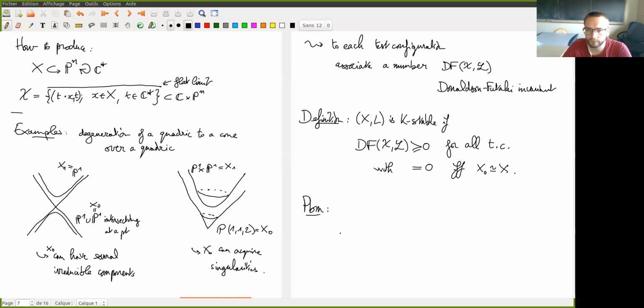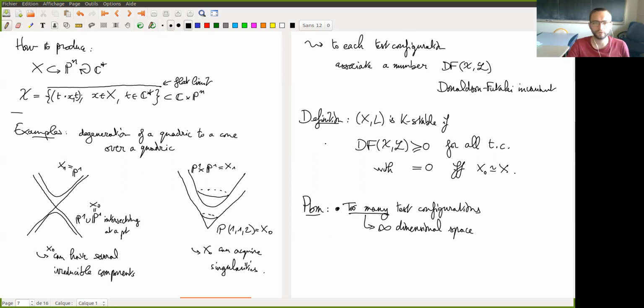So there are problems with this notion, at least if you want to use it to prove the existence of CSCK metrics. The first problem would be that the YTD conjecture is not proved in full generality. The other problem would be that there are too many test configurations. Here, too many means it's a really infinite dimensional space of conditions. For all these, you should be able to compute the Donaldson-Futaki invariant and check its sign. It's an unreasonable thing to do in general if you don't have more information.